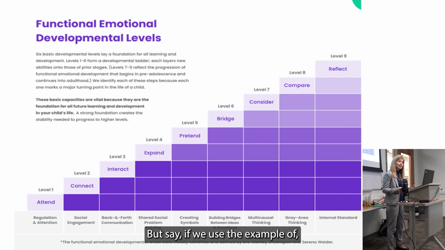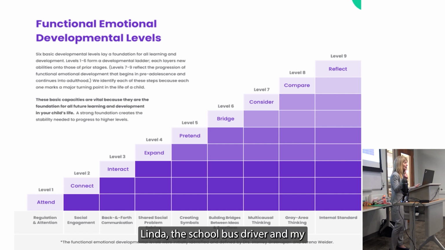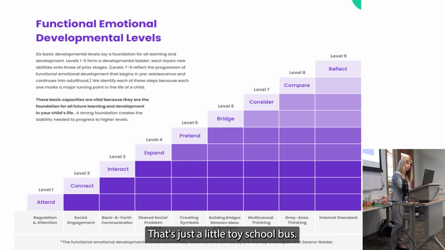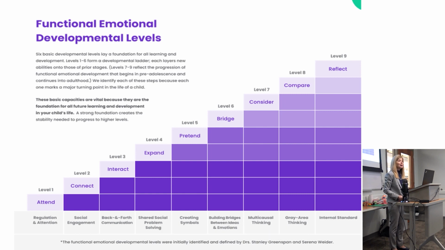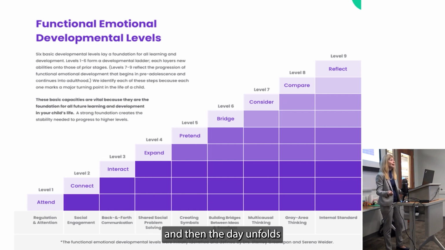But say I'm Miss Linda, the school bus driver, and my client is pretending to get on the school bus, just a little toy school bus, and he's using a figure to do that. Then Miss Linda is driving him to school, and then he's coming up with the next idea. Oh no, I forgot my backpack. Oh, we got to go back home, Miss Linda. So I'm driving the toy school bus. Okay, then we go to his school, and then the day unfolds. And that's bridging. That's connecting multiple symbolic ideas.